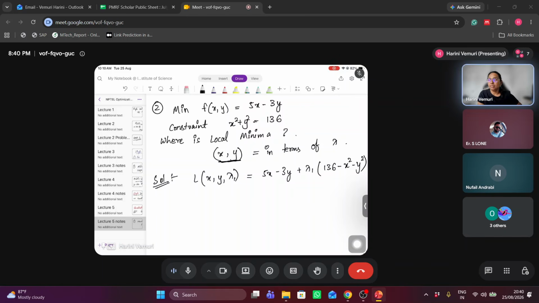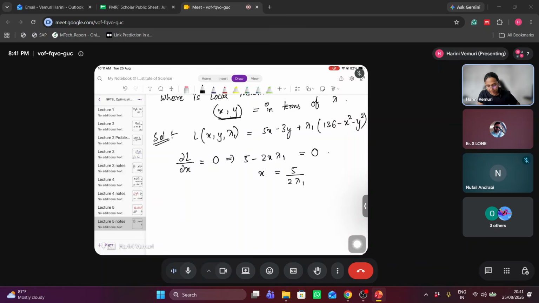3 by 2 lambda, is the sign correct? Yeah, yes, that's correct. So what we have to do, if you remember, the conditions are dou L by dou x equal to 0. So it's 5 minus 2x into lambda 1 equal to 0. So x equal to 5 by 2 lambda 1.